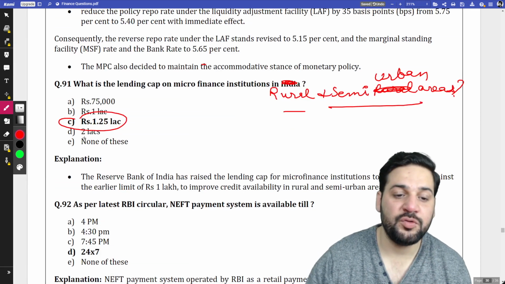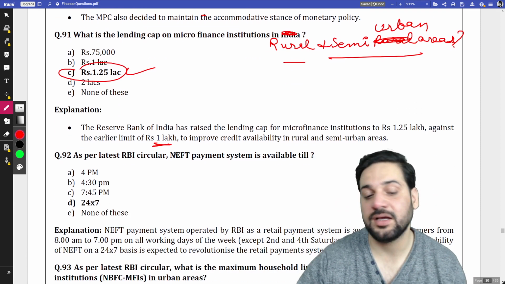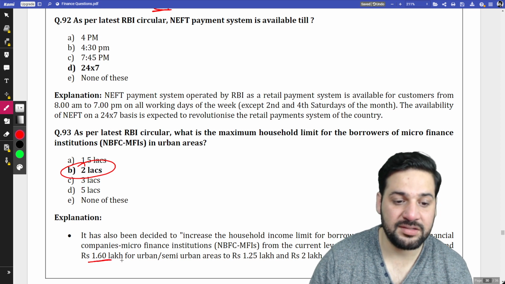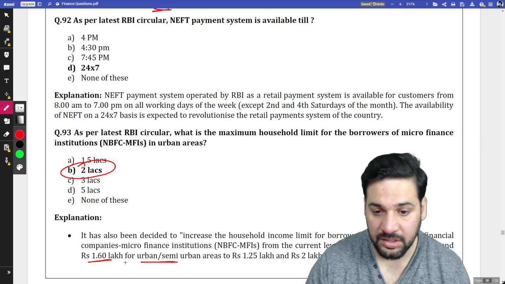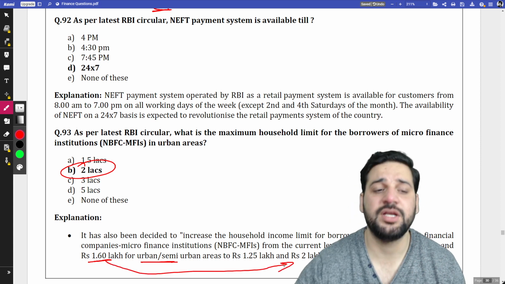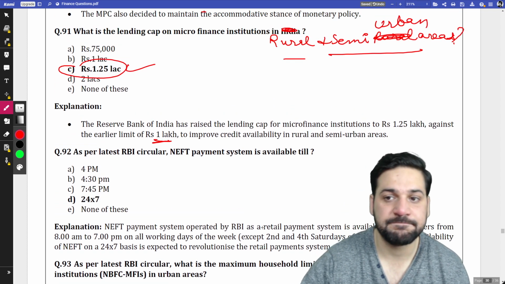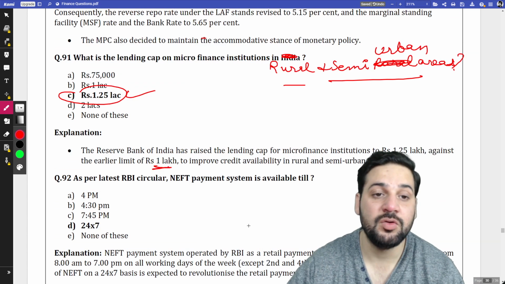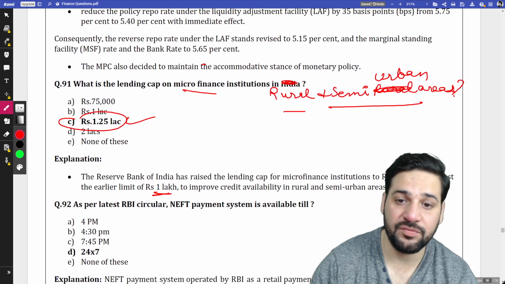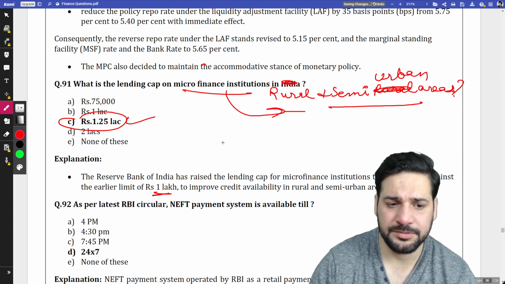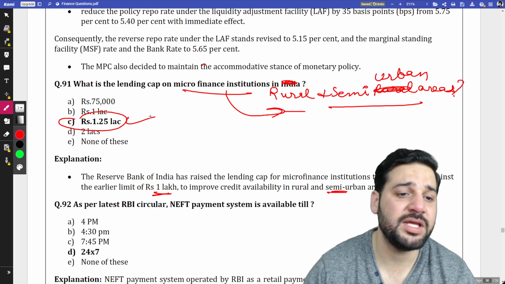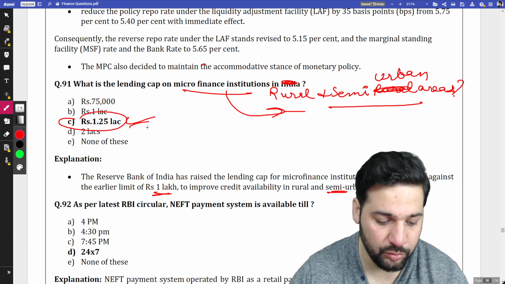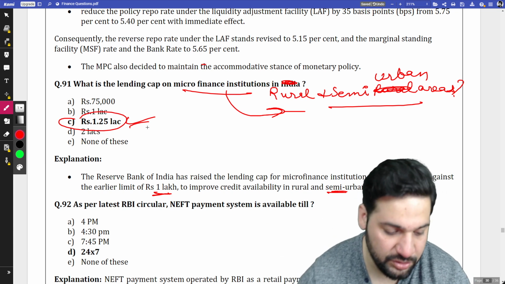This used to be 1 lakh for rural areas, but now it is 1.25 lakh. It has also been increased for urban areas from 1.6 lakhs to 2 lakh rupees. Okay, very important. The lending cap limits on finance institutions for rural and semi-urban areas have been increased to 1.25 lakh. For urban areas, it has been increased from 1.6 lakhs to 2 lakh rupees. So very important.